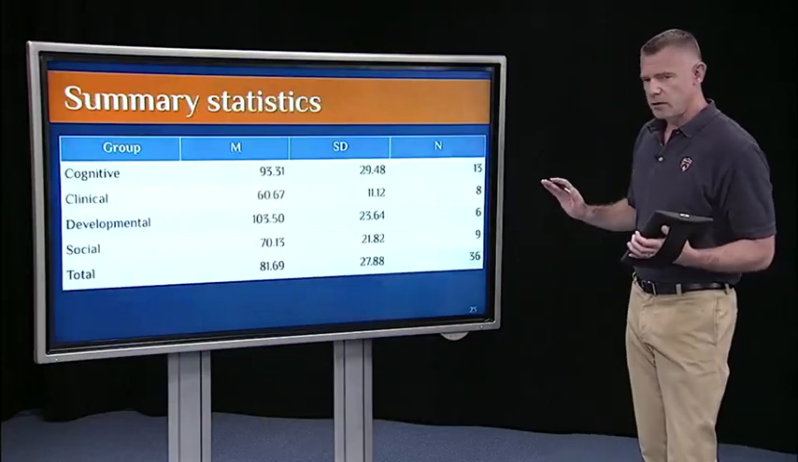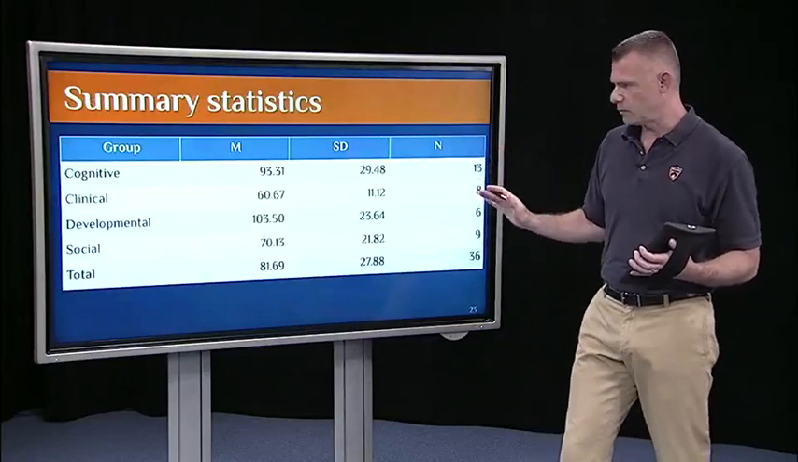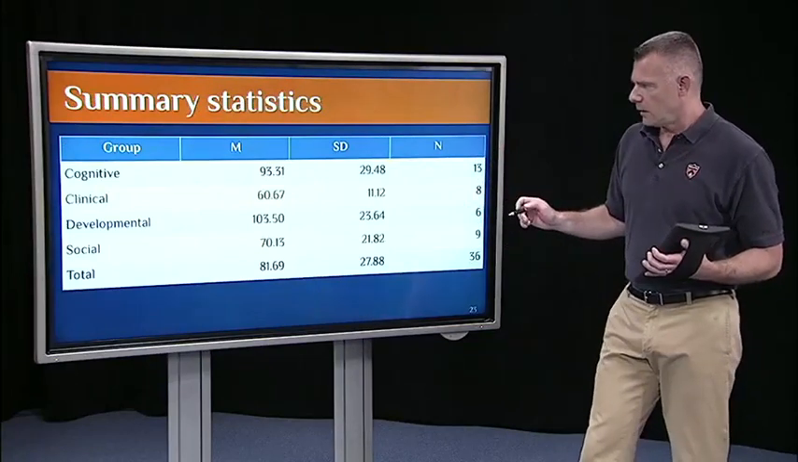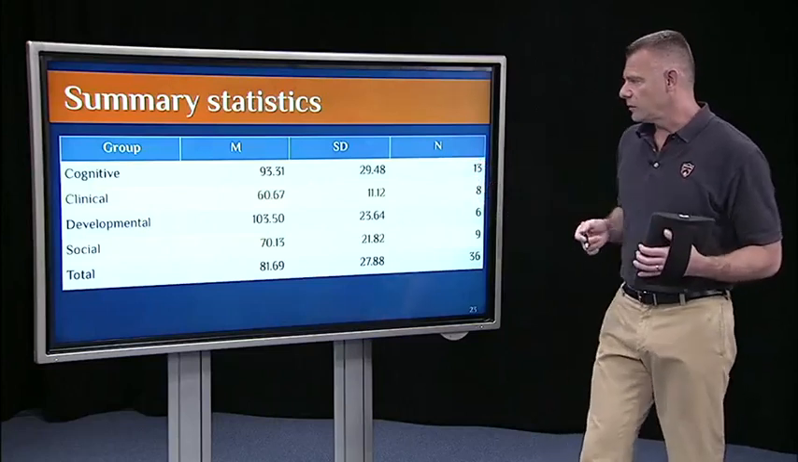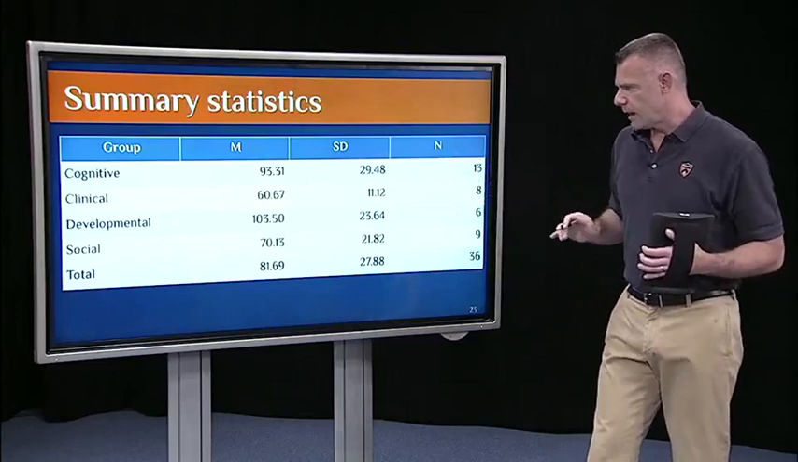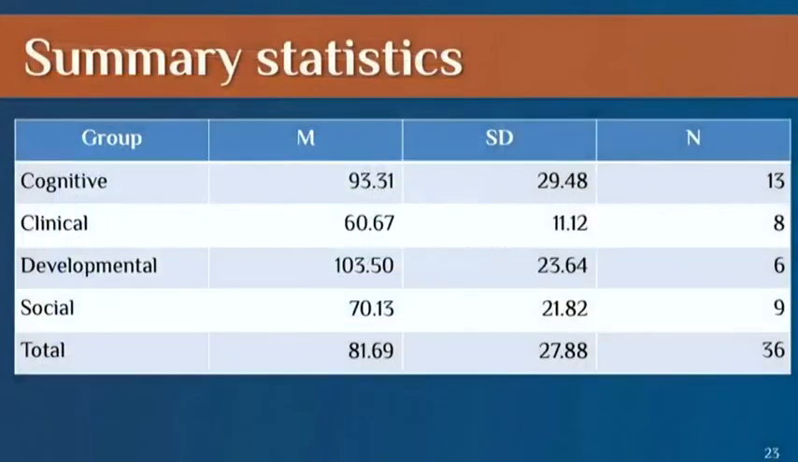Before I show you the output of that, I just want to show you the summary statistics so you know what to expect. So it looks like the cognitive group has a mean of about 93 publications, clinical less than that, about 60, developmental a little more, 103, social a little less, 70, and so on. There's the standard deviations. And also notice that there's a different number of professors in each group. That's going to be important in a moment.